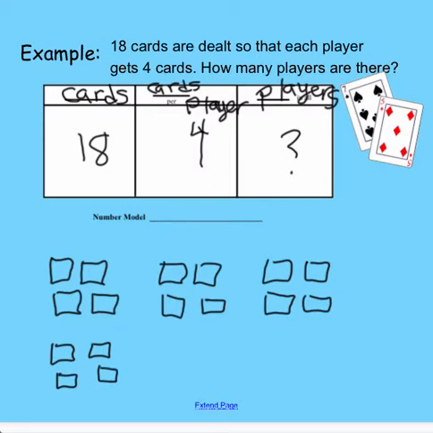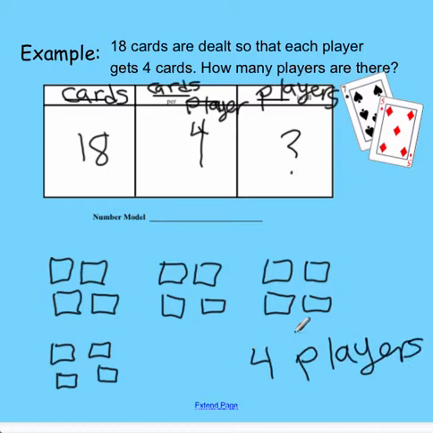Can I do another group of 4? No, I can't. If I do 4 more cards, I'd have 20 cards, and I don't have that many. I only have 18 cards. So how many players are there? There's 1, 2, 3, and 4. The answer to my question is 4 players.